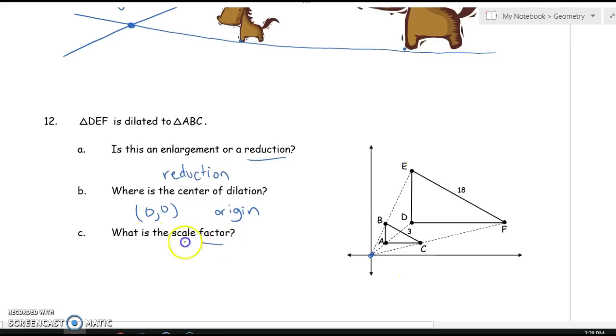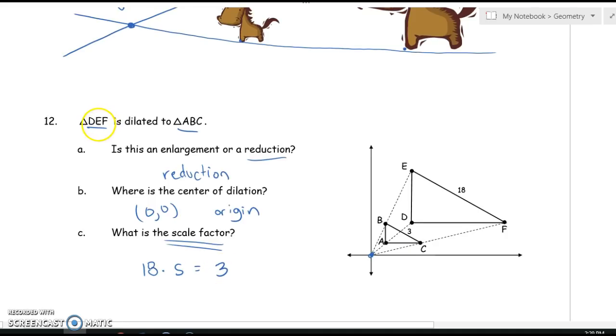Now it says, what is the scale factor? People always mess this up, so please make sure you know how to do this. Remember, we're going from DEF to ABC. So we want to know what we're multiplying triangle DEF by to get to ABC. So we're going to use one of the sides that actually has a number, so 18. We want to know what we're multiplying 18 by, so what's the scale factor, to get a new side of 3. So 18 times the scale factor is going to give me 3.